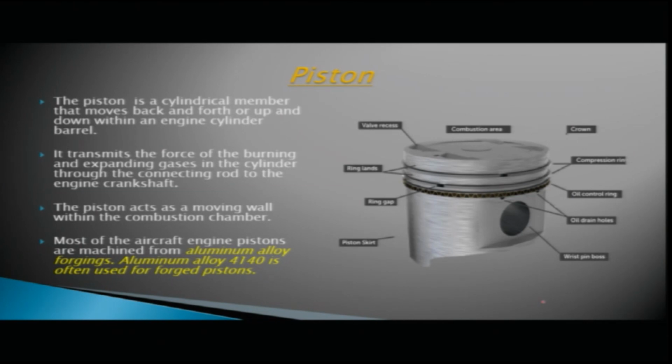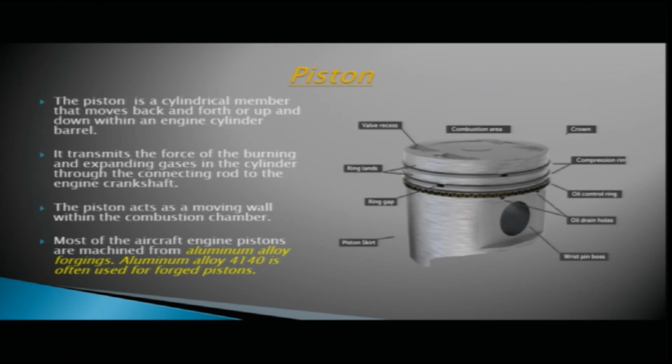The piston acts as a moving wall within the combustion chamber. Just above the piston, this is your combustion area. You can see here, this is your combustion area where your fuel and air mixture is burning. So the pressure is created here and the piston moves up and down.